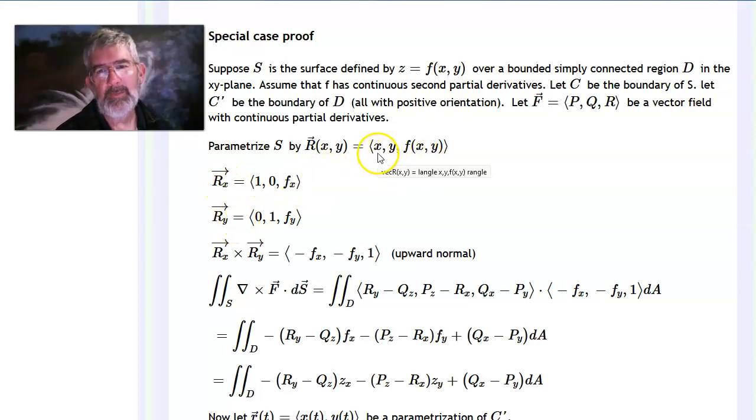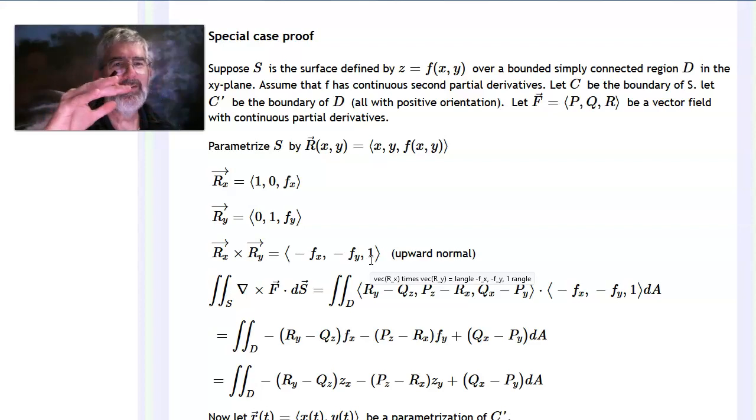So the partial with respect to x is 1, 0, and then the partial of f with respect to x. And with respect to y, it's 0, 1, and the partial of f with respect to y. I take the cross product here to get the normal vector. That will be my orientation for S. So you take this cross product. There's minus f sub x, there's minus f sub y, and then 1 right there. And I notice that this is the upward normal, the way I've done this, and I know it's upward because the z component is positive, right? So wherever that surface is, the normal vector here is pointing upwards.